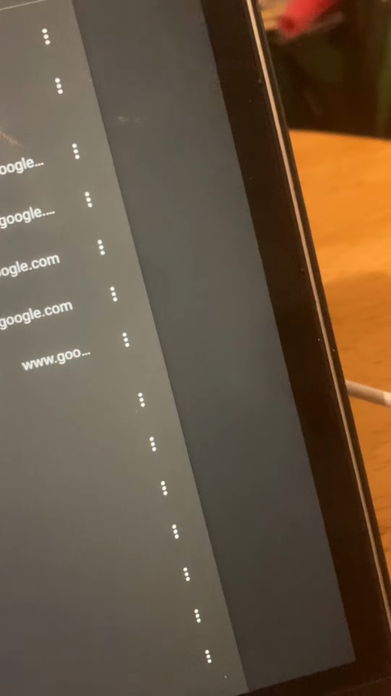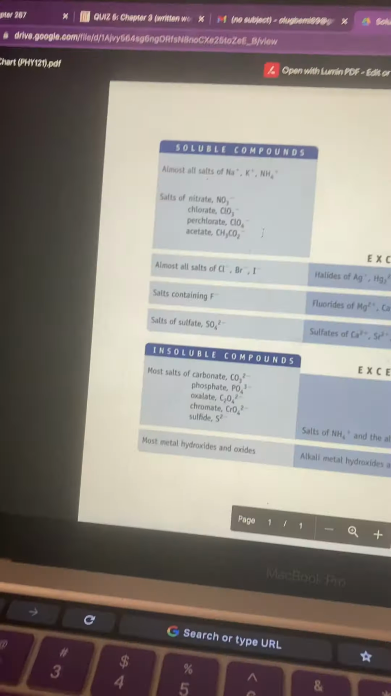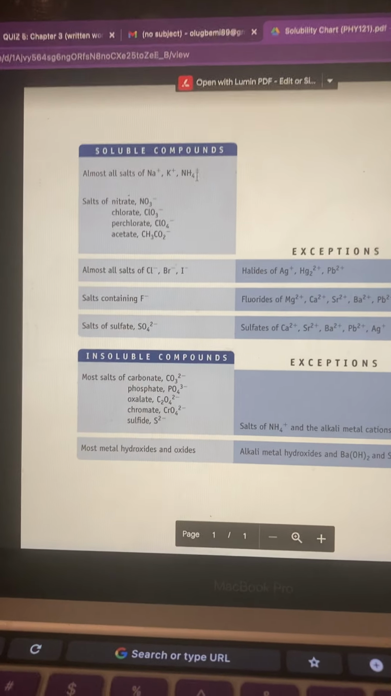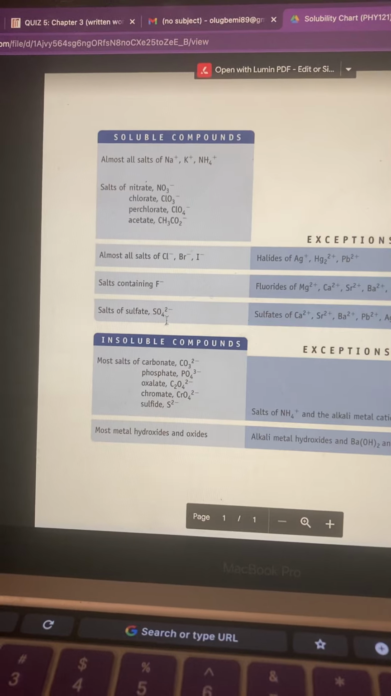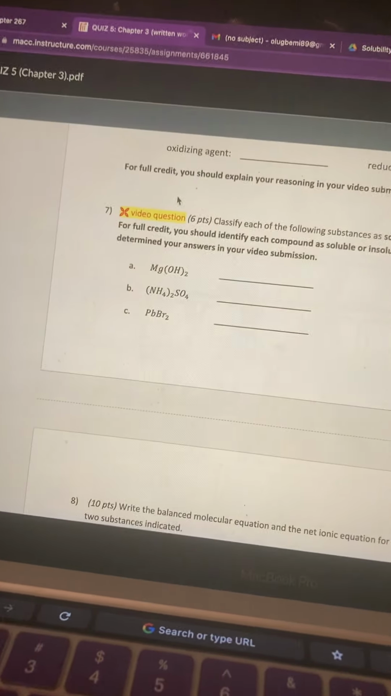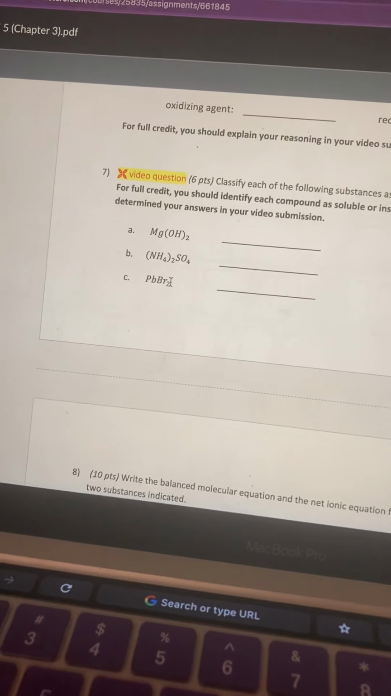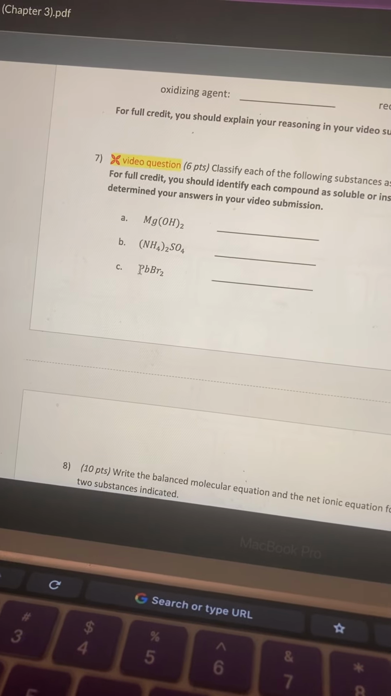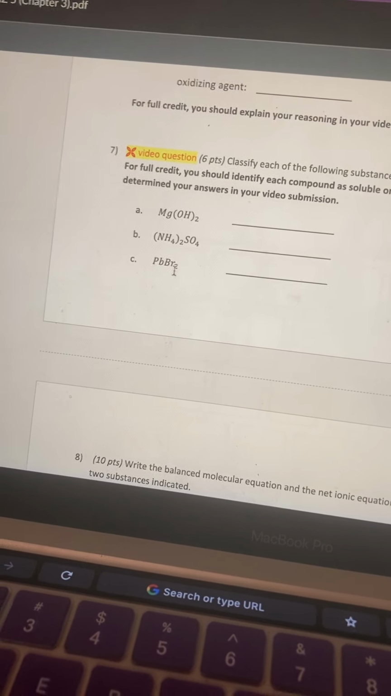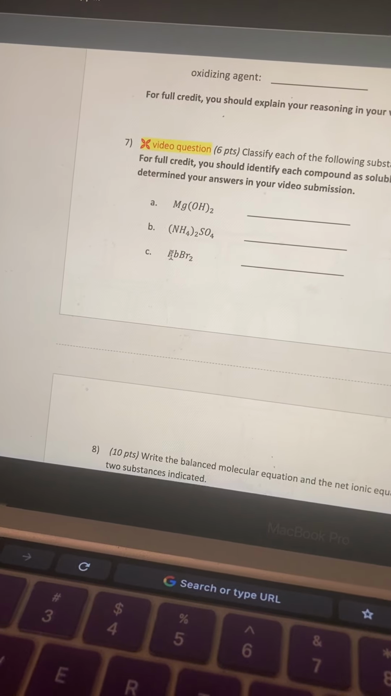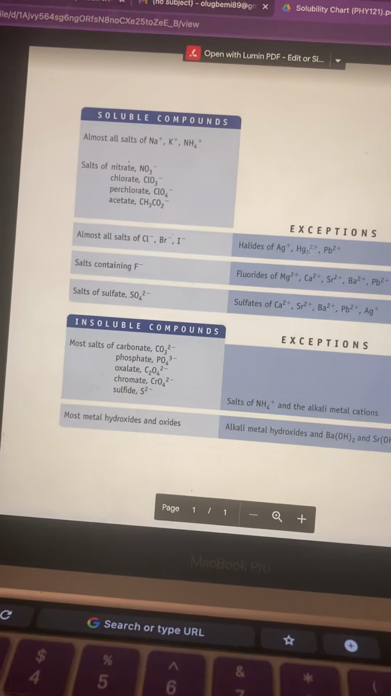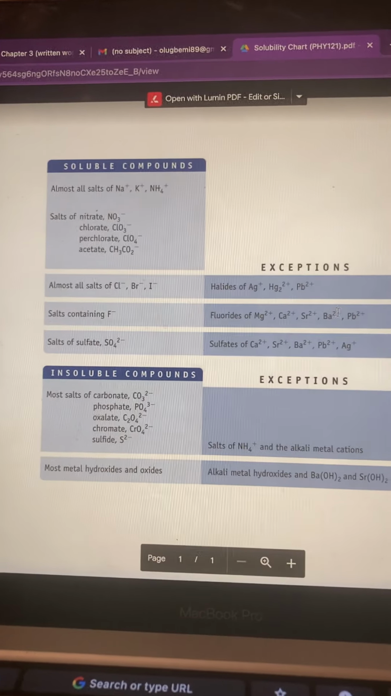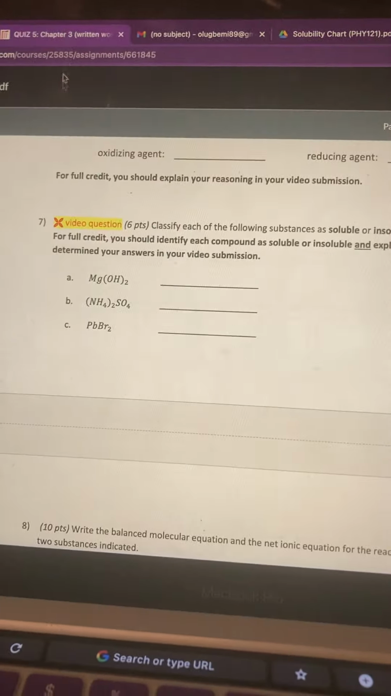Let me fact check that. Solubility check. There's NH4. Yeah, sulfate also is soluble, so that's very soluble. And then, so A is insoluble, B is soluble. C, bromide usually is very soluble, but one of the exceptions would be lead, as shown right there. So that is not soluble.